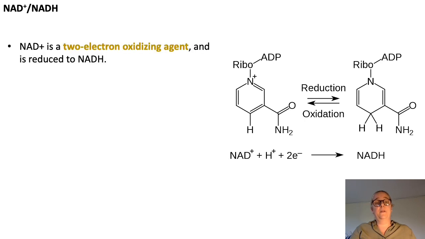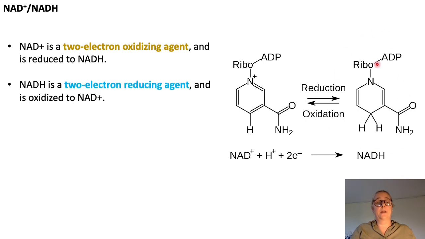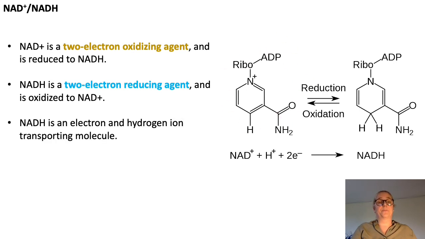NAD plus is a two electron oxidizing agent. It is reduced to NADH. NADH is a 2 electron reducing agent, and this can then be oxidized to NAD+. So NADH is an electron and hydrogen ion transporting molecule.